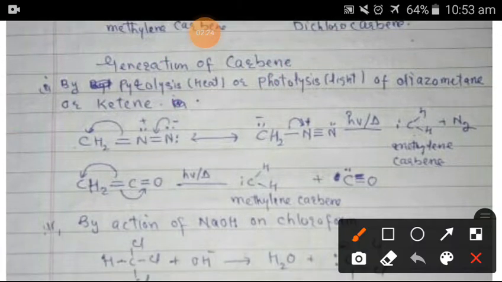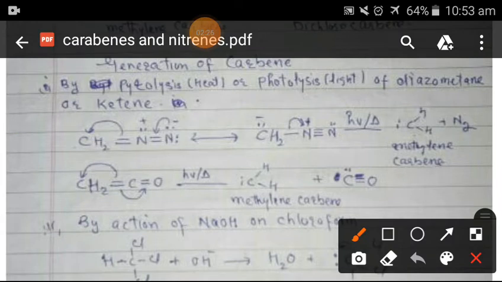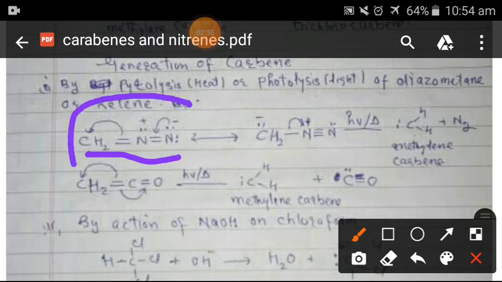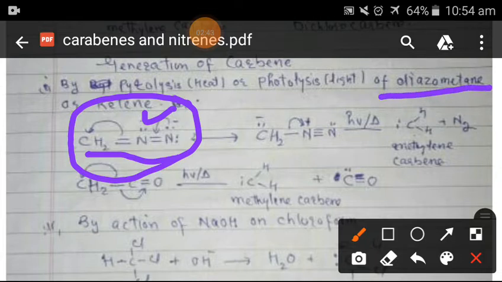Let us see how diazomethane gives methylene carbene. So this is the diazomethane. Diazo means there are two nitrogen atoms attached to this methyl group. That's why it's called diazomethane. Azo means nitrogen. So here we will see that there is a transfer of electrons as a result of which this becomes positive.